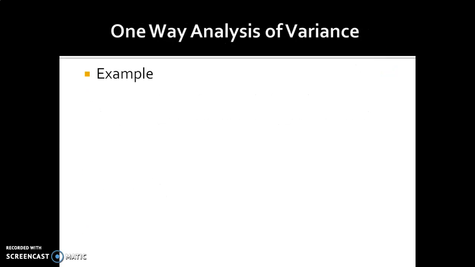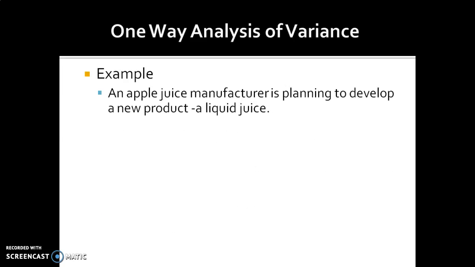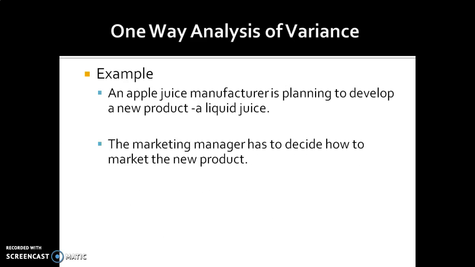Now let us take an example to make it more clear or more specific. An apple juice manufacturer is planning to develop a new product, that is a liquid kind of juice. The apple juice manufacturing company wants to start with a new product. So, for example, instead of just manufacturing apple juice, they want to start by manufacturing orange juice, a totally new product which is different from their existing product. Now, the marketing manager of that company has to decide how to market the new product.